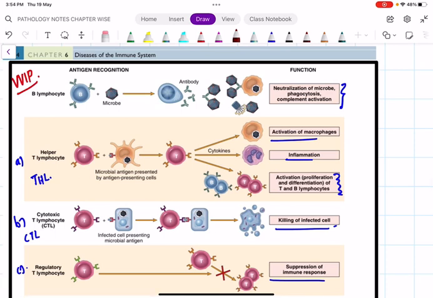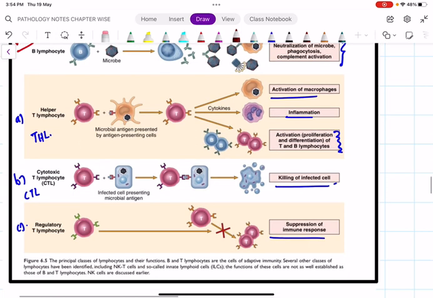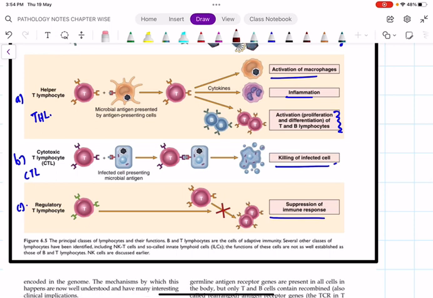We have different classes of T lymphocytes. T helper lymphocytes mainly help in activation of macrophages, inflammation and the proliferation of lymphocytes. Cytotoxic T cells do killing like our NK cell. But remember, these express the T cell receptor. It is not ADCC, not antibody dependent cell immunity. Antibody dependent cell immunity is specific to NK cells. Then regulatory lymphocytes suppress the immune response and prevent the exaggeration of the immune response.